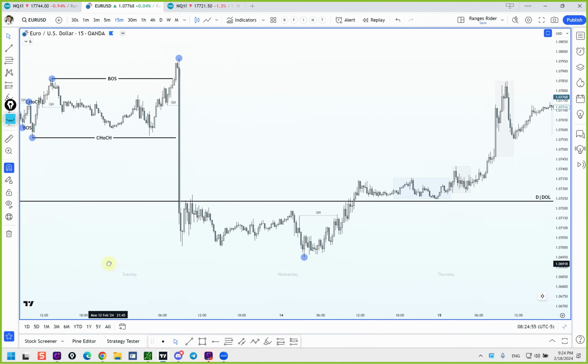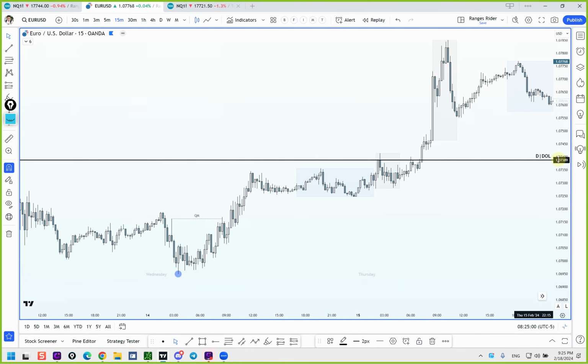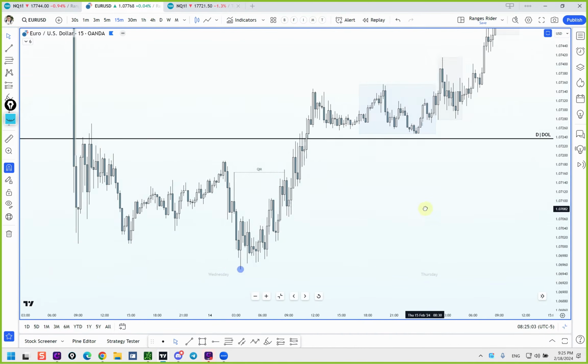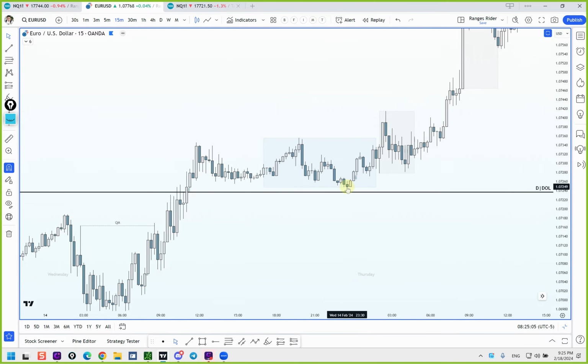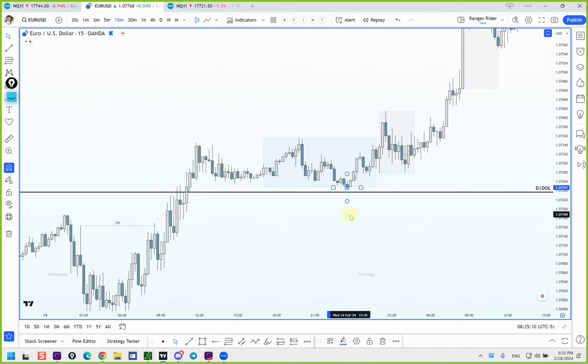Now if we go here and you have the QM, let's say here somewhere, this one, let's mark this one. Let's say you have this QM. Okay, you have this one, this is the QM, right? Anybody doesn't have any doubt on this QM, right? Because what is this? It's a valid pullback, liquidity grab, and the breakup structure.